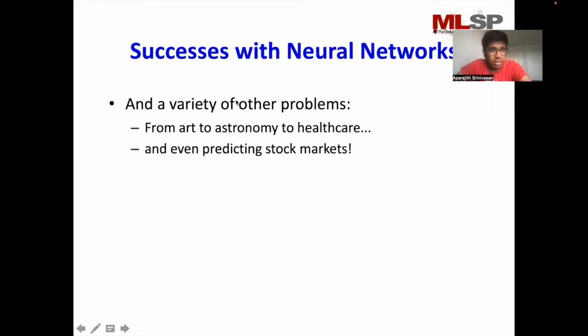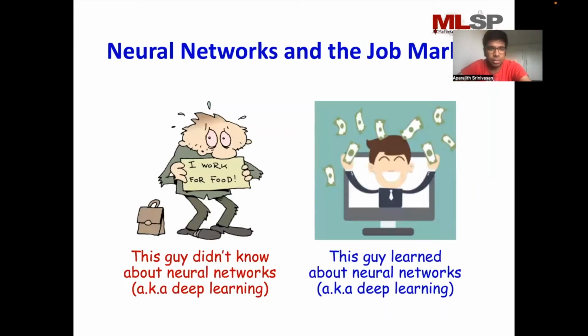Not just that, neural networks have been successful in various other problems, from astronomy to healthcare and even predicting stock markets. The staff of deep learning like a lot of memes, and this slide tells you that at the end of this course, if you do everything properly, you'll most probably be the person on the right.